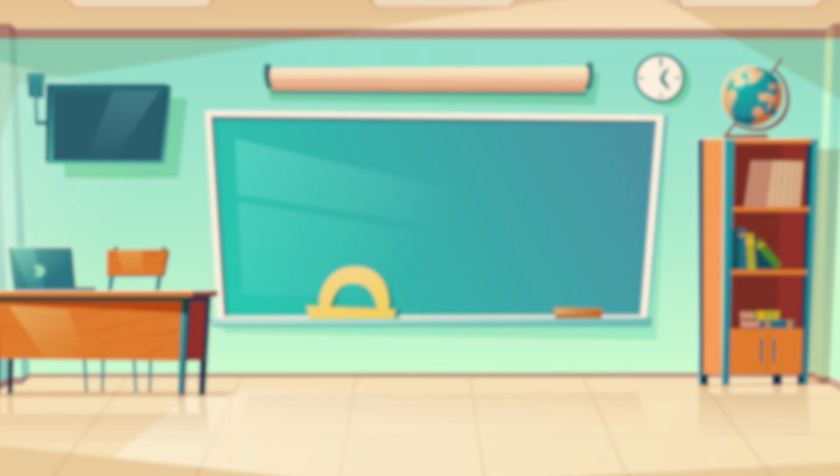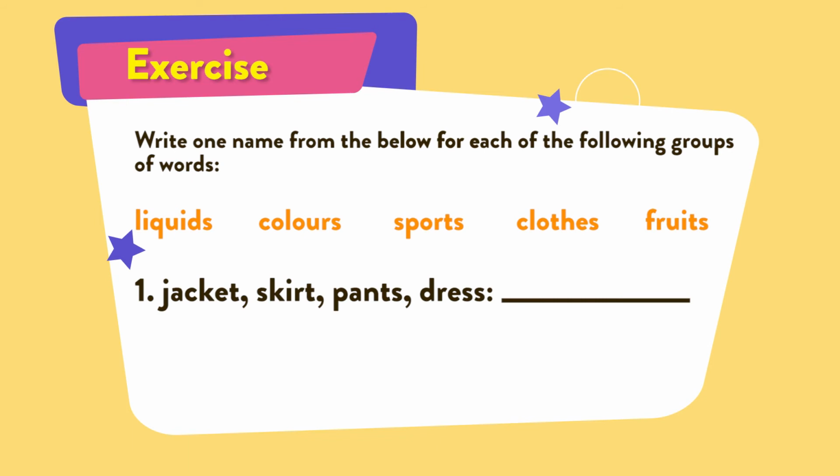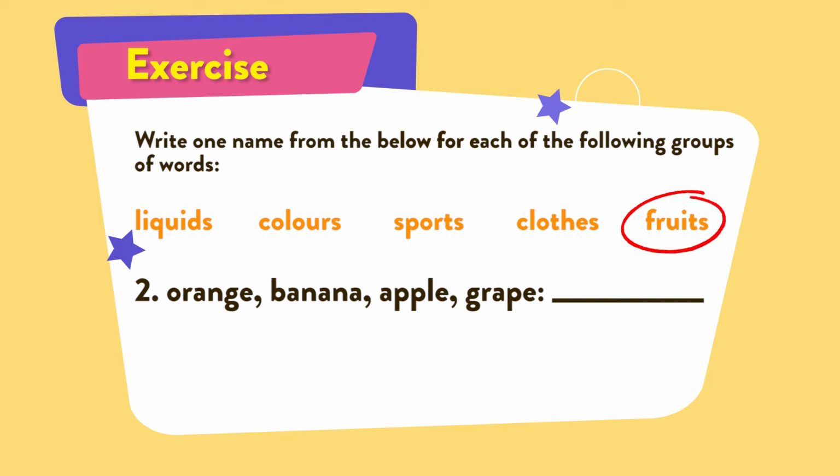Now, let's see how well you did on that activity. Jacket, skirt, pants, and dress. You're quite familiar with these. The word we can use to classify these is clothes. These are all pieces of clothing, and so we can use the word clothes to classify them. Orange, banana, apple, and grape, they're all fruits. And so the group they would belong to is fruits.